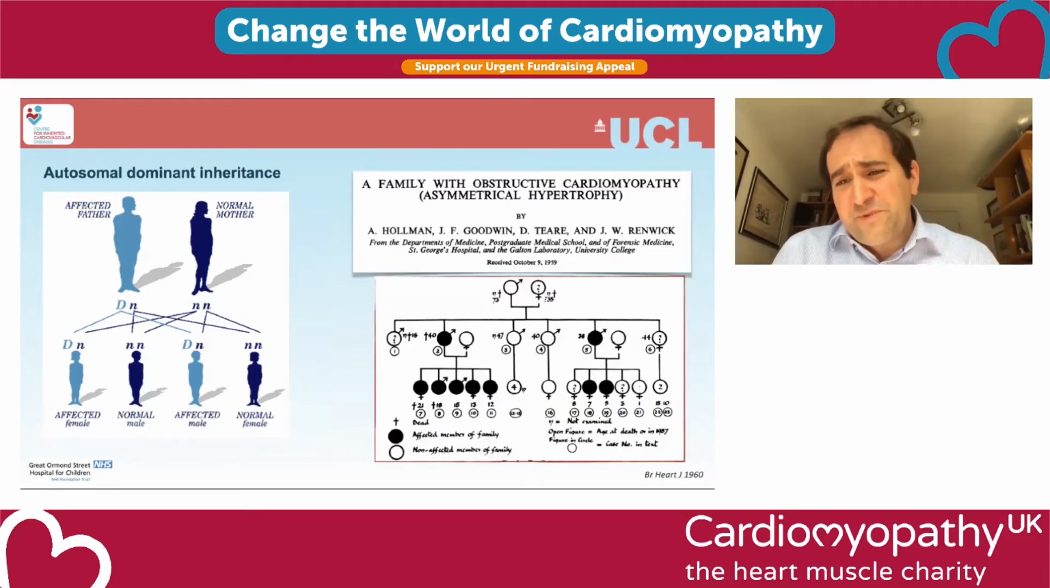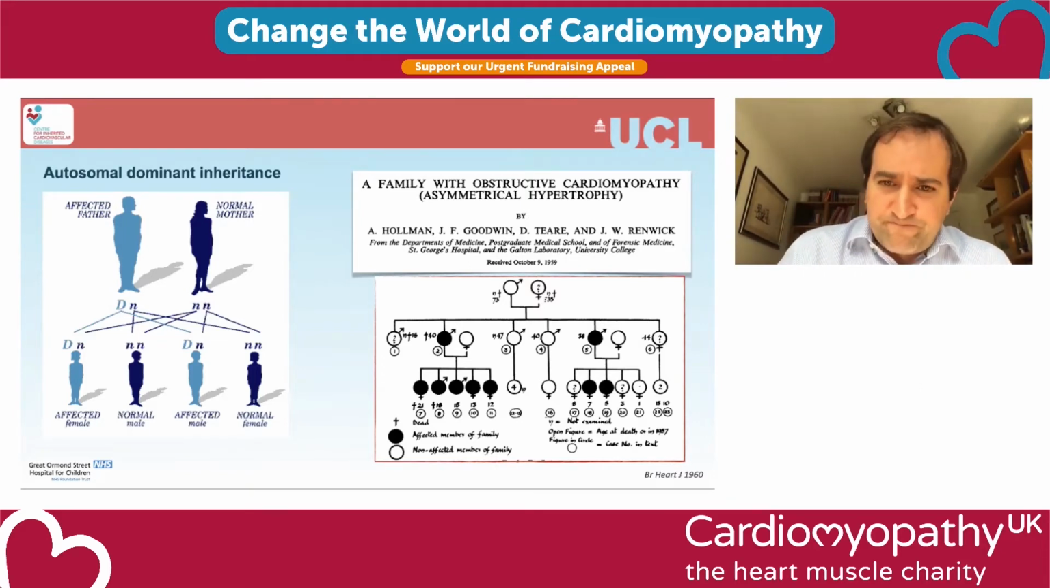Now, there are other types of inheritance pattern as well that are important for the cardiomyopathies, but this is the most common way in which these conditions are inherited. And so when you draw a family tree, and this is just an example of the first family really to be described with hypertrophic cardiomyopathy back in 1959, individuals colored in black are those who have the condition, who are affected by hypertrophic cardiomyopathy. And so in a dominantly inherited condition, this is the sort of family tree that you see with lots of individuals affected in the family in all of the generations.